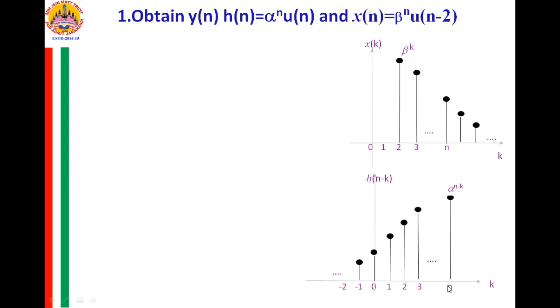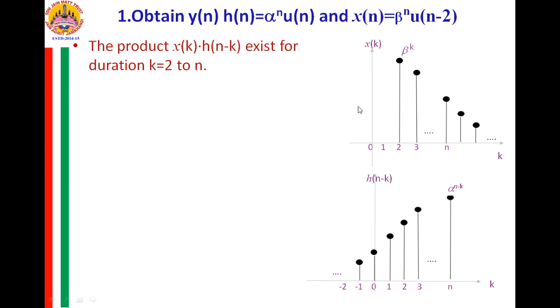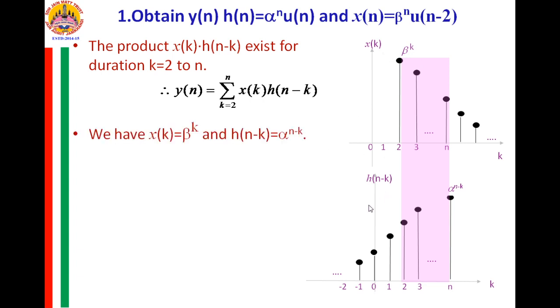So see here, observe, this is shifted by an amount of n, and you observe here that always the overlapping will exist from 2 to n. How many times you have shifted right, that many times these two will overlap each other and the product will exist from 2 to n. Therefore, the convolution sum expression becomes summation k from 2 to n x of k into h of n minus k. Now, if you observe here, what is the amplitude of x of k and what is the amplitude of h of n minus k?